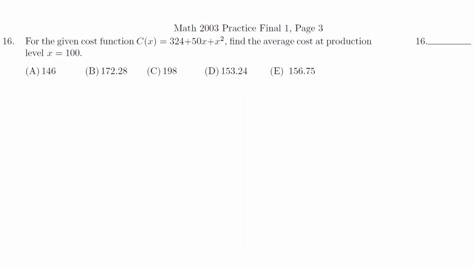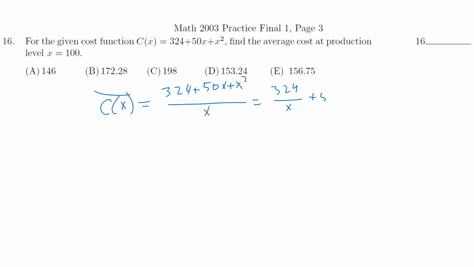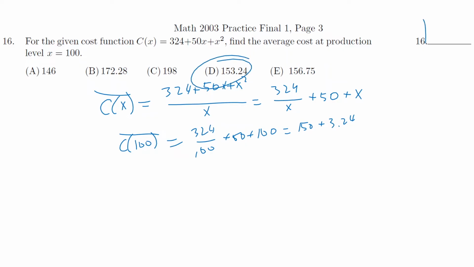For the given cost function c of x, find the average cost at production of x equal 100. So now c bar of x is just equal to 324 plus 50x plus x squared, over x. Here's a great trick: 324 over x plus 50 plus x. And just plug in 100 immediately, c of 100. Otherwise, you're going to be dealing with crazy numbers. So 324 over 100 plus 50 plus 100. So that's equal to 150 plus 3.24. 153, boom, D, right here.